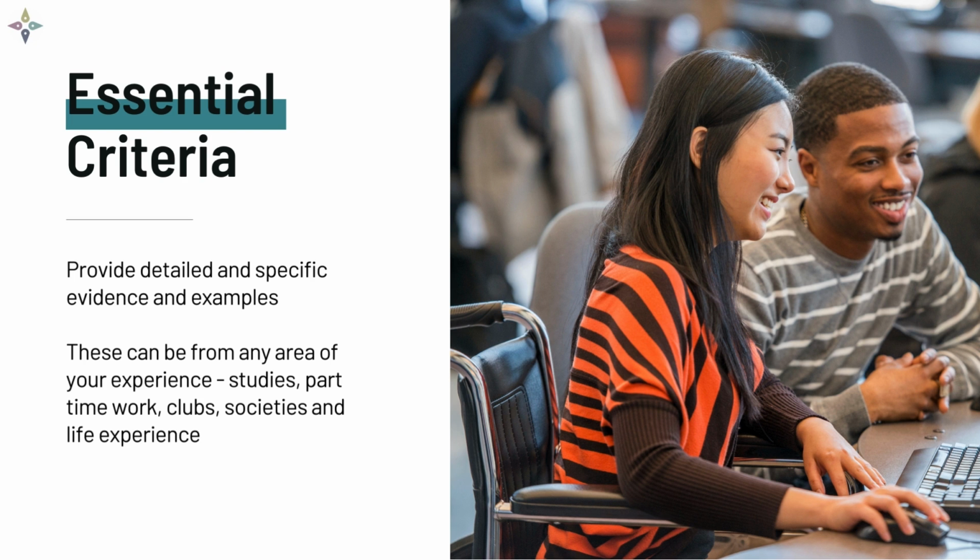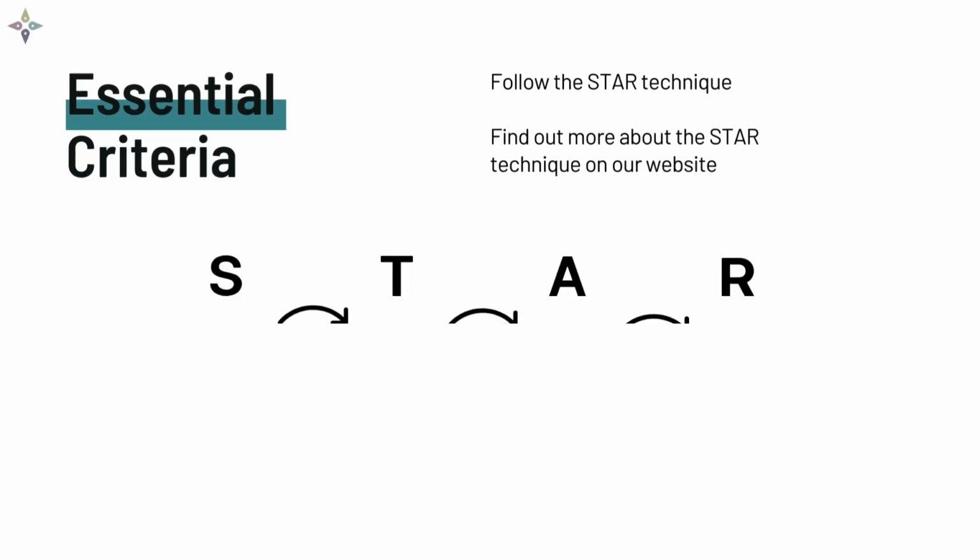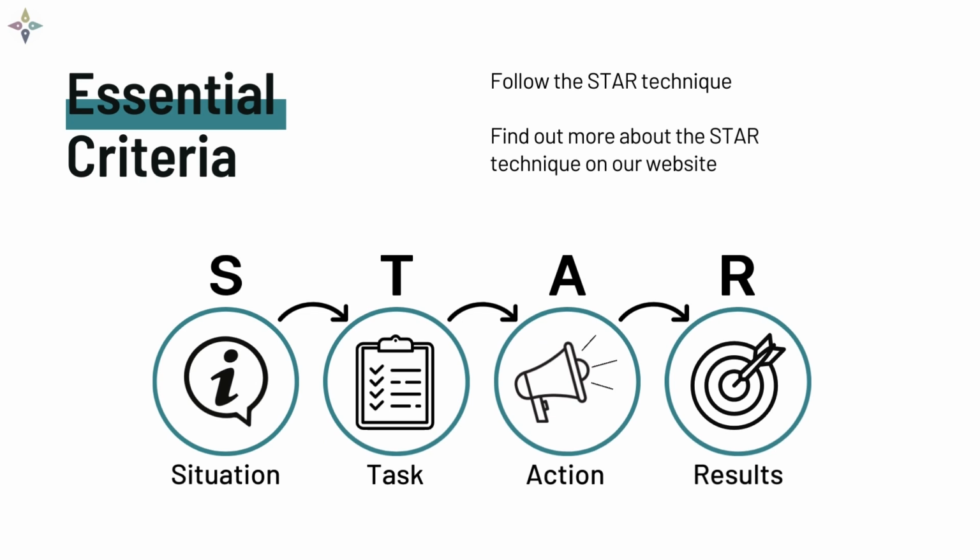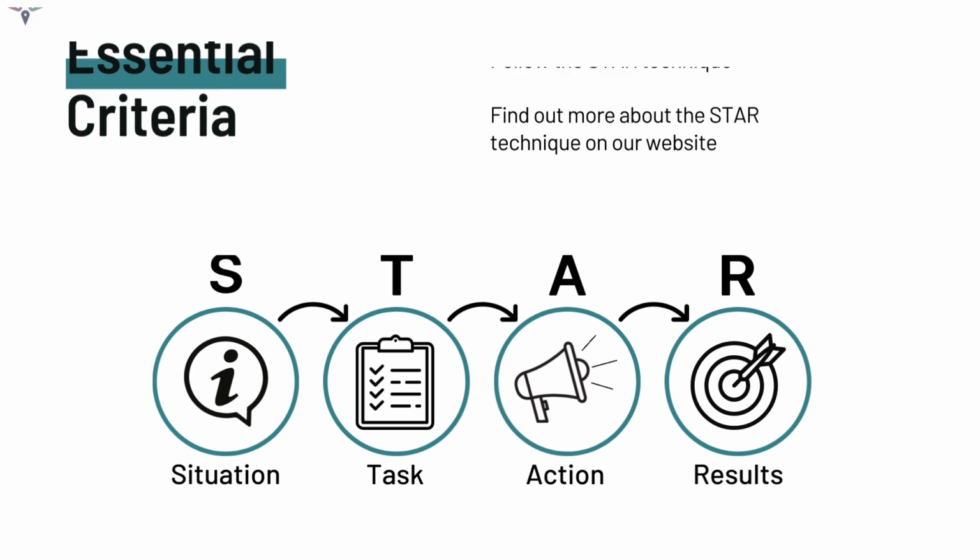That means you can use examples from any area of your life, such as your studies, part-time jobs, voluntary work, caring responsibilities, and other extracurricular activities such as clubs, societies, or just general life experience. Your evidence must be sufficiently detailed to clearly demonstrate that you possess the skills that are required. Follow the STAR technique when answering the questions: situation, task, action, result. This will ensure your answers are well structured and provide all the information that is required.